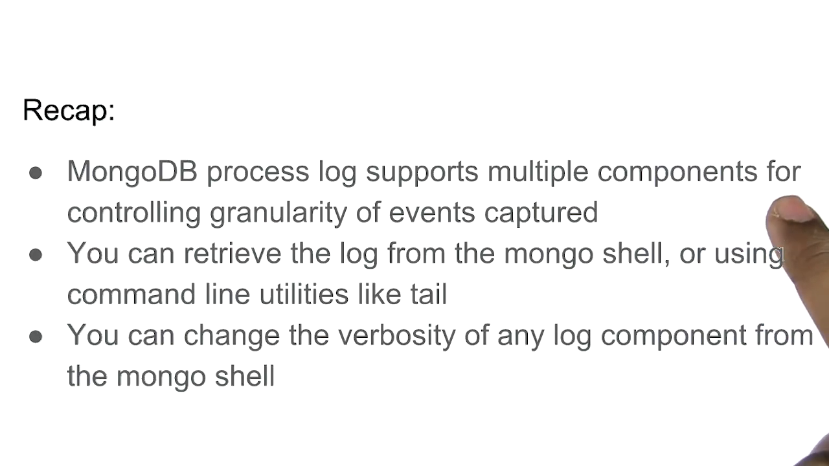The MongoDB process log supports multiple components for controlling granularity of events captured. You can retrieve the log from the Mongo shell or by using command line utilities like tail. Finally, you can change the verbosity of any log component using the Mongo shell.